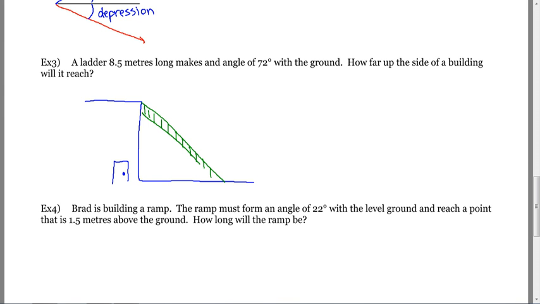I'm not a very good drawer. Now let's label our lengths and measurements. So a ladder 8.5 meters long. So let's write down 8.5 because that's how big our ladder is. The angle with the ground, so that's our bottom here, 72 degrees. We want to know how far up the side of the building it will reach.